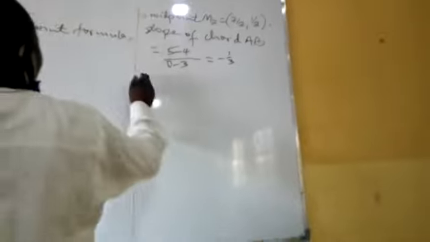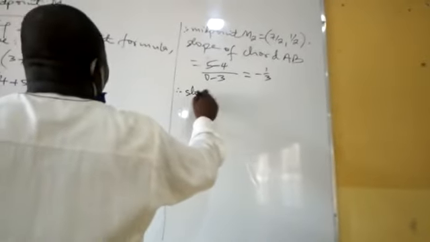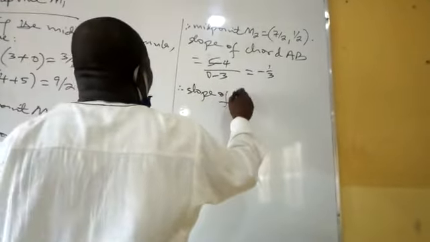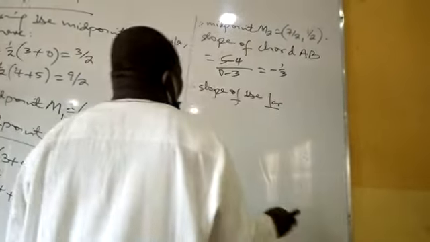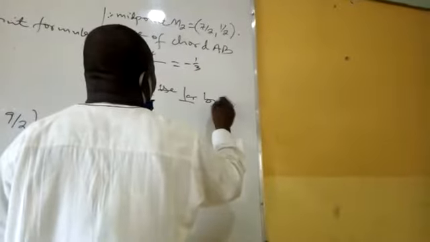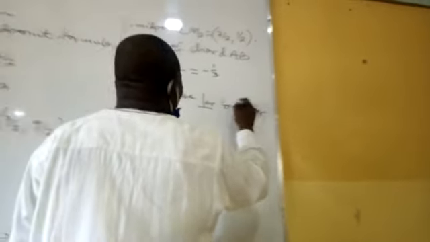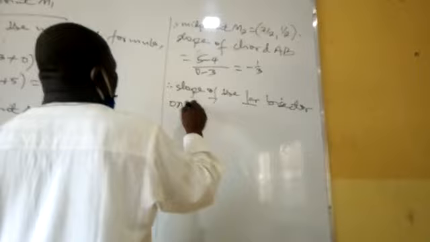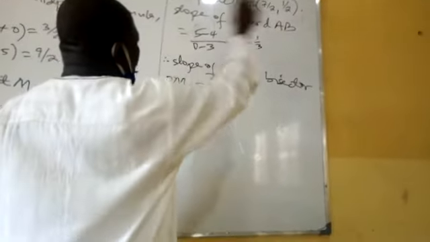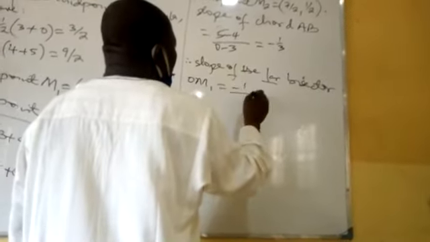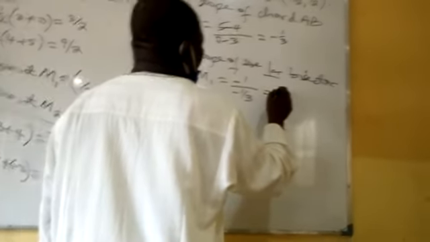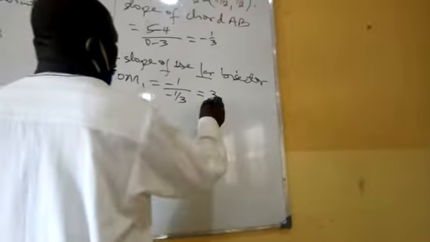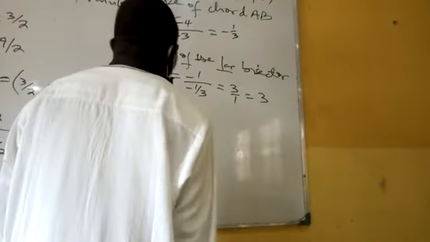Therefore, the slope of the perpendicular bisector OM1 will be the negative reciprocal of the slope of the chord. That's minus 1 over minus 1/3. Minus will cancel, and that will be 3 over 1, which is 3. That is the slope of the perpendicular bisector.